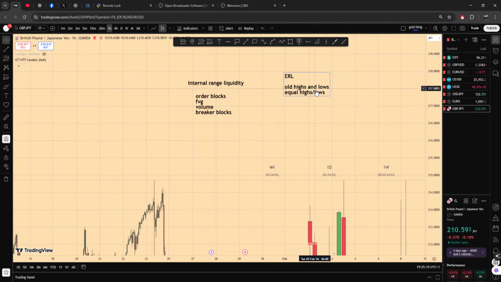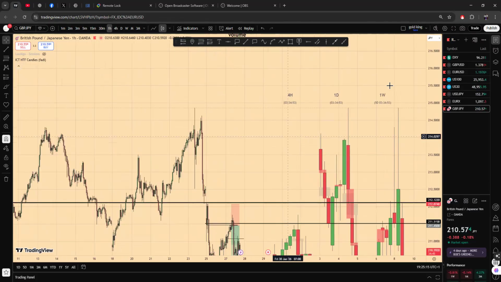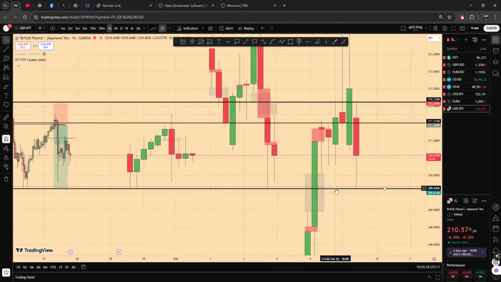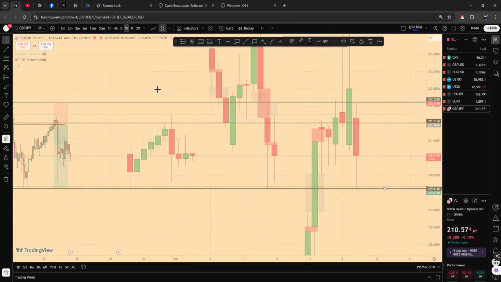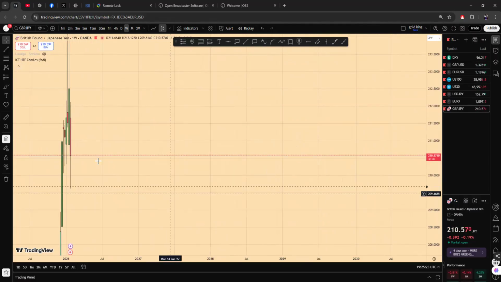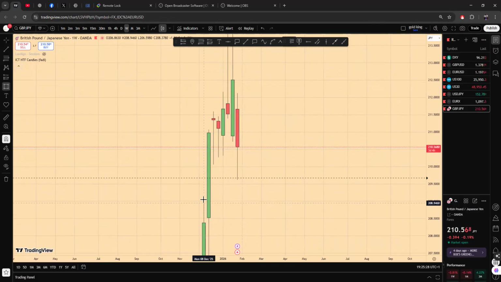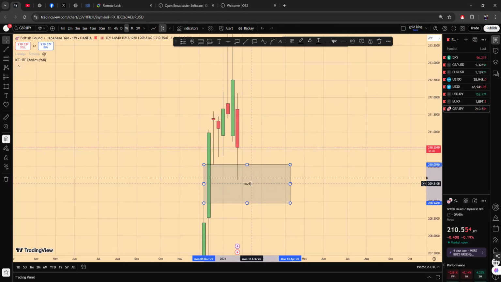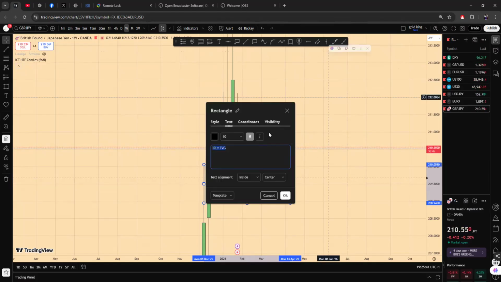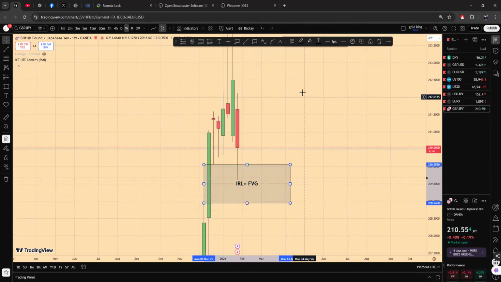When we are talking about old highs and old lows, for example, if you look at price here, let's go to the weekly time frame. I think I should just remove all the trend lines here. Now, look at this. Remember that I mentioned under internal range liquidity, we have fair value gap. So this is actually an internal range liquidity, which is equal to FVG. Am I correct? Yes. So we have internal range liquidity in this case, which is a fair value gap.